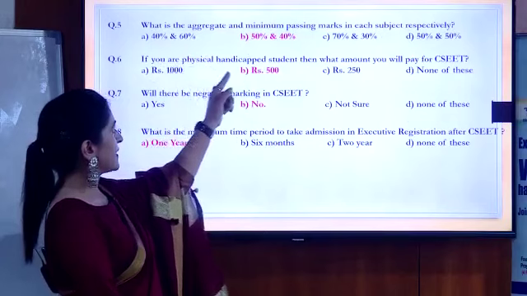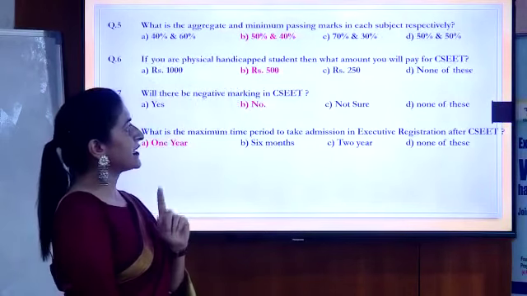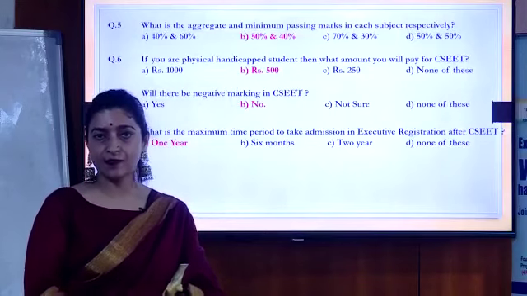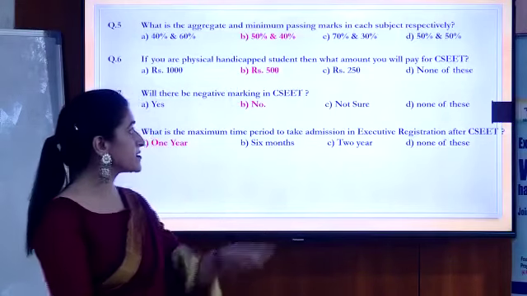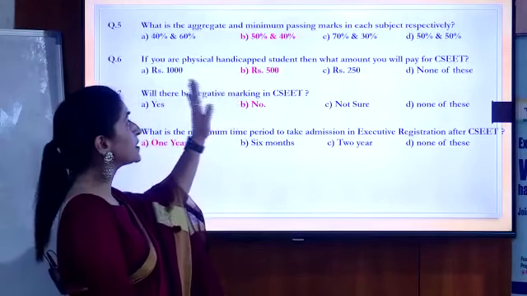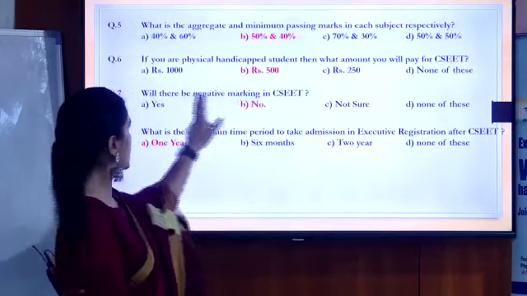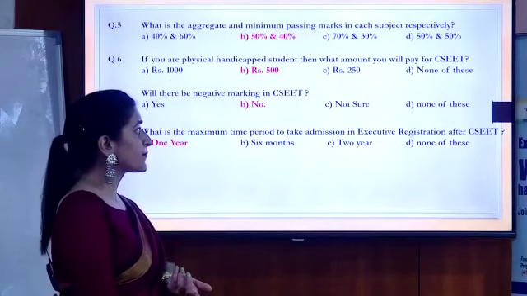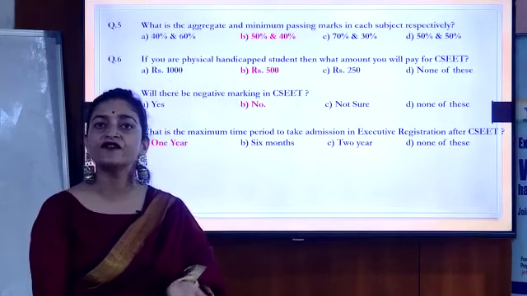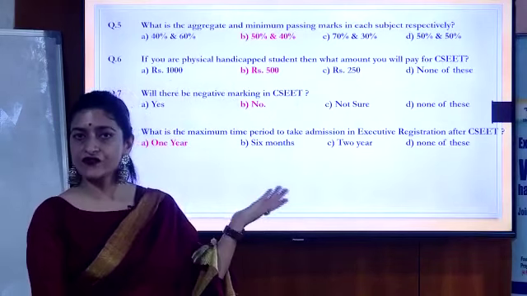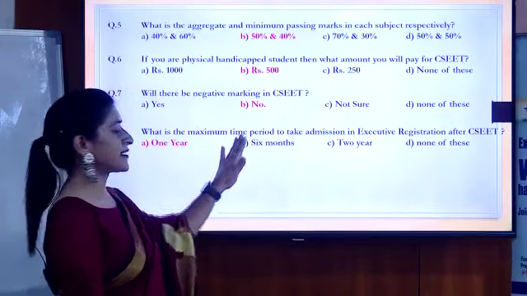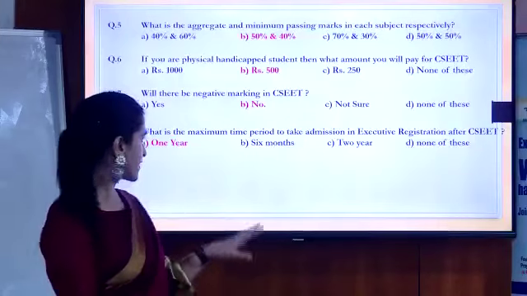Now what are the aggregate and minimum passing marks in each subject respectively? As I told you in the beginning, in each subject you are required to obtain 40%, and in aggregate you should get 50%. If you are a physically handicapped student, then what amount will you pay for CSET? You need to pay 50% of the actual amount, that is rupees 500. Will there be negative marking in CSET? No, there will be no negative marking.